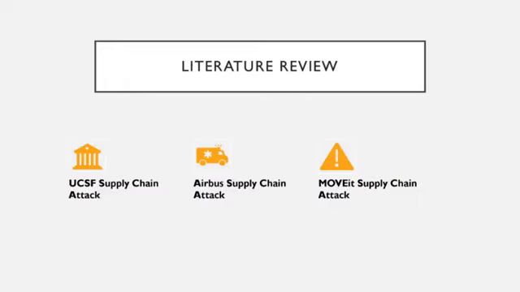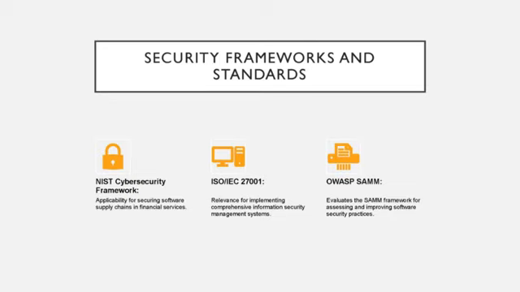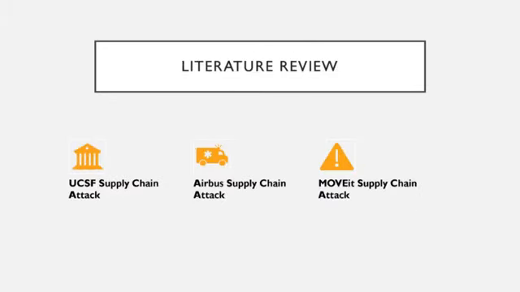In the literature, we have reviewed several notable incidents, including the UCSF supply chain attack, the Airbus and the MOVEit supply chain attacks. These cases underscore the vulnerabilities within the software supply chain and the significant impact on organizations, highlighting the need for robust security measures. These are all the attacks we have discussed, and they are the latest, from early 2020 to 2023.